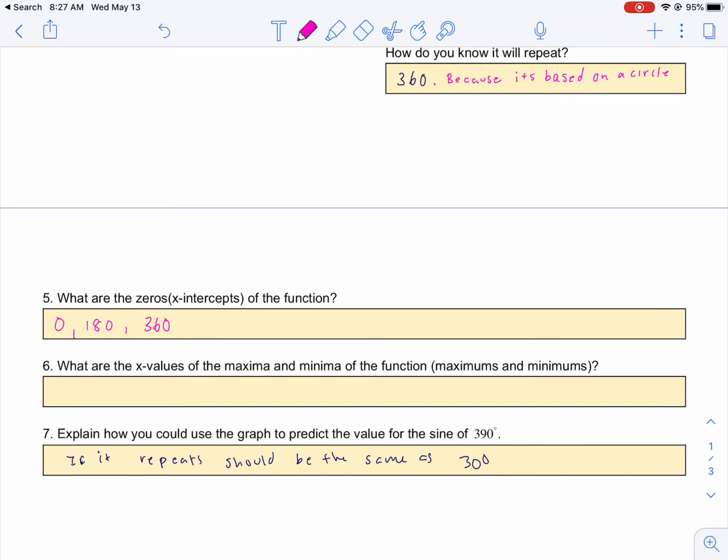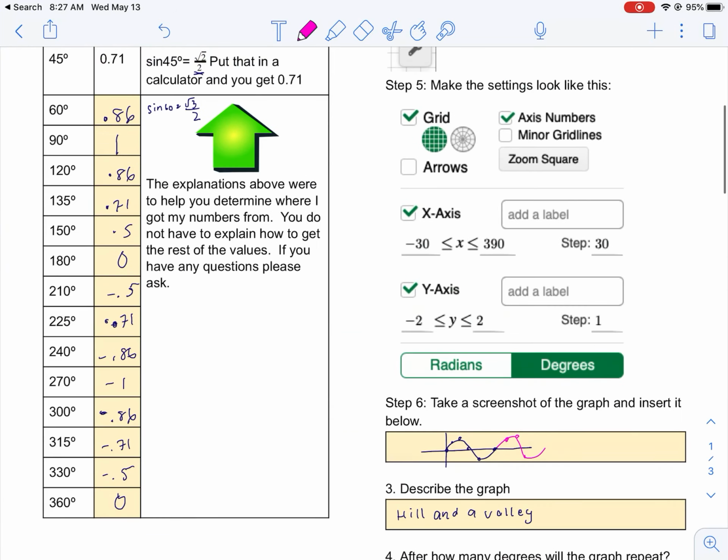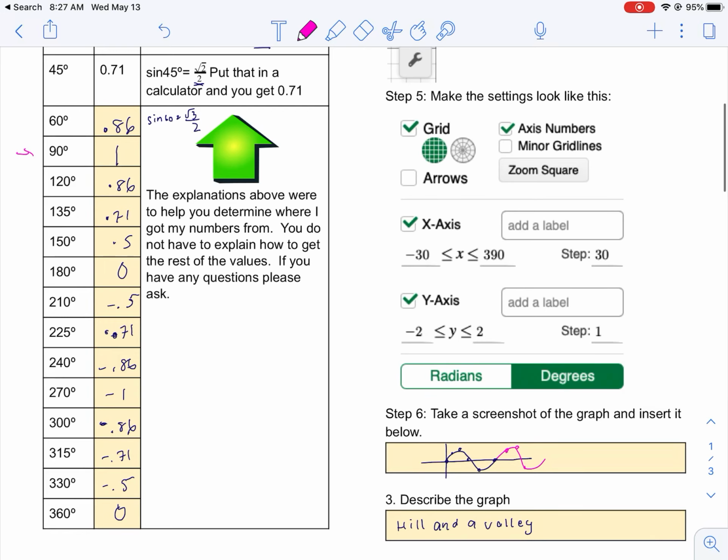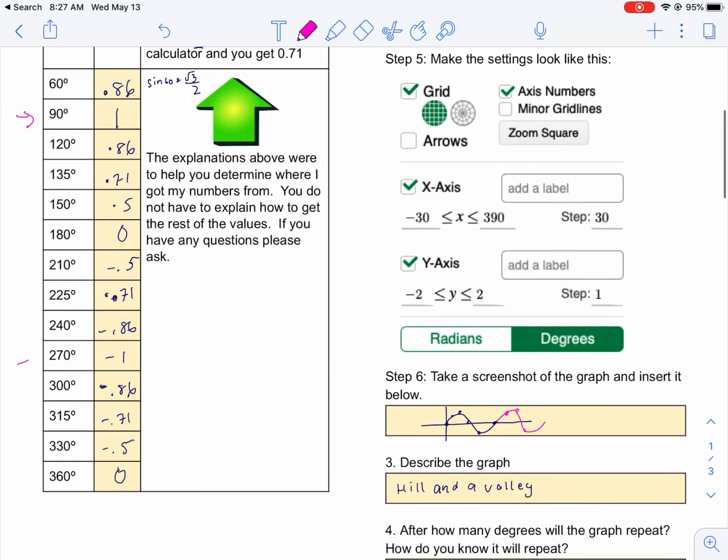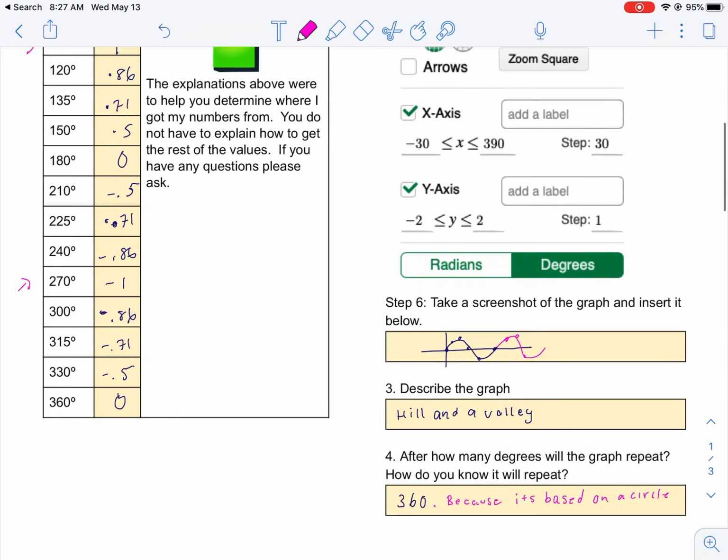So what are the x values of the max and min? Think of the highest and lowest points. That's going to happen at 1 and -1. So you look here for 1 and -1. It's going to happen at 90 degrees and at 270 degrees.